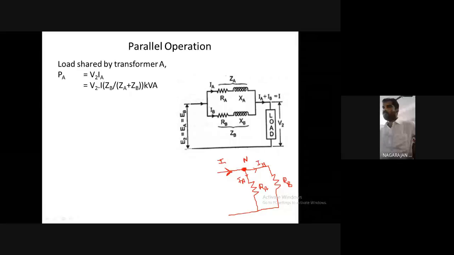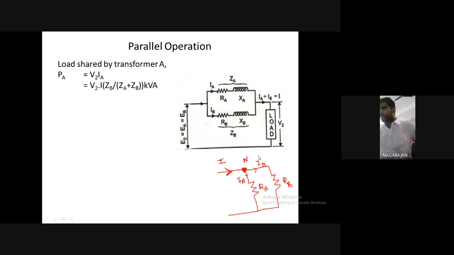If you apply Kirchhoff's current law at junction N, what will be the equation? Can anyone answer? Please answer. It's a simple question. I equals I1 plus I2, which I mentioned here as IA and IB. So we can write that as I equals IA plus IB.